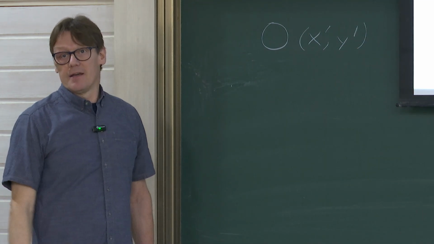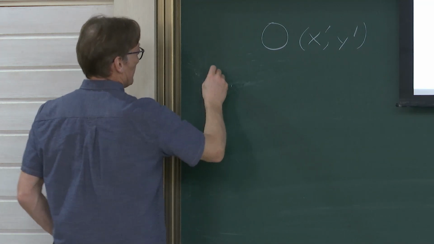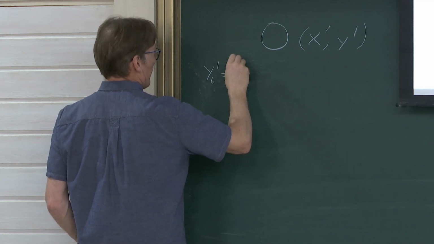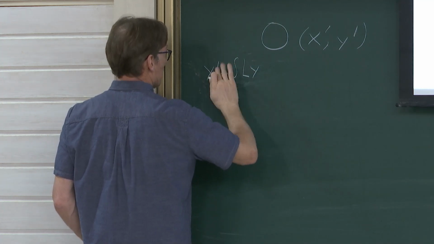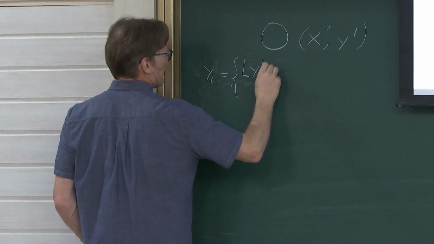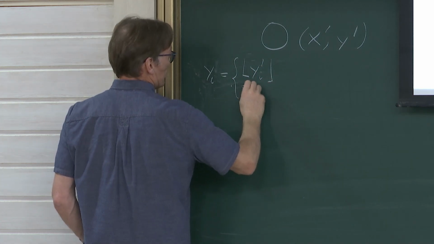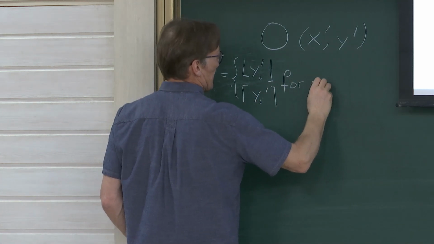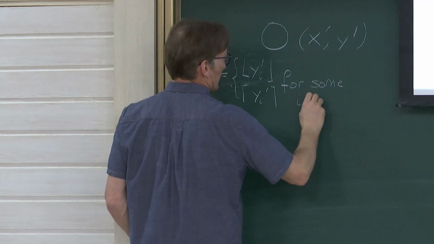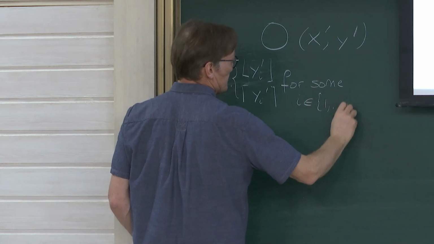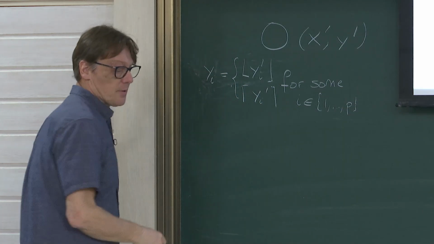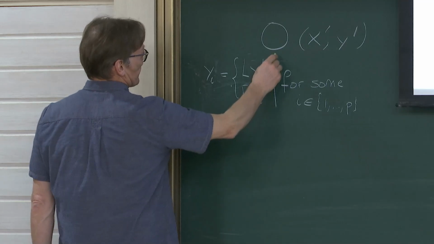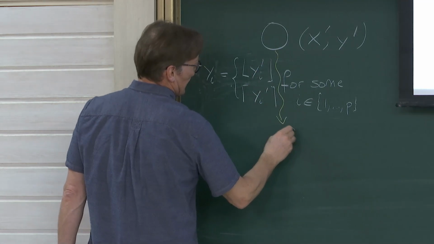And now I can pick a whole bunch of variables y prime, and I set y_i prime either to the floor of y_i prime or to the ceiling of y_i prime, for some i in the set of integer indices. And so when I do that, I skip over a bunch of levels in my branch and bound. I tunnel through this, and I get to a new problem.